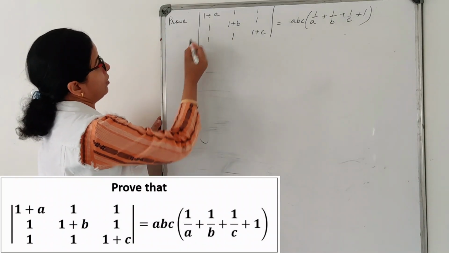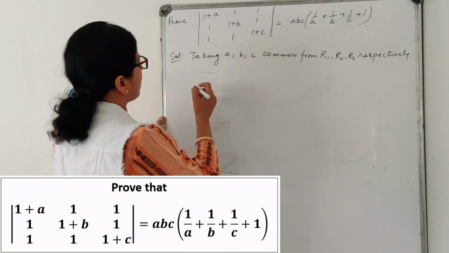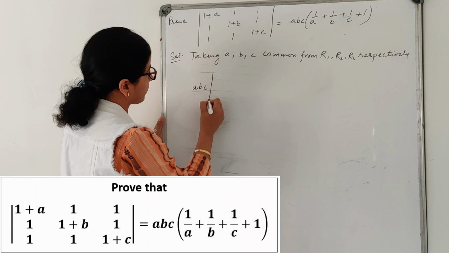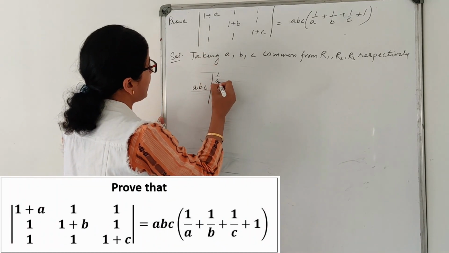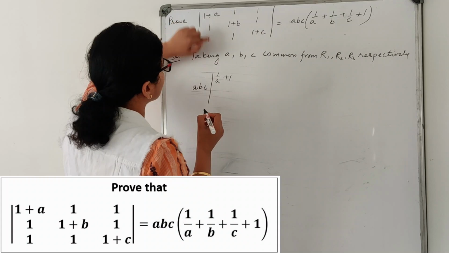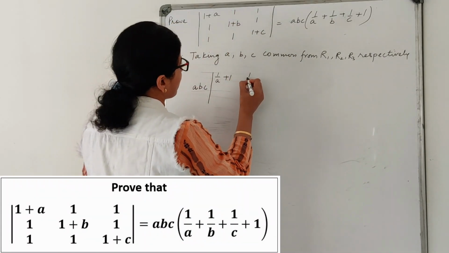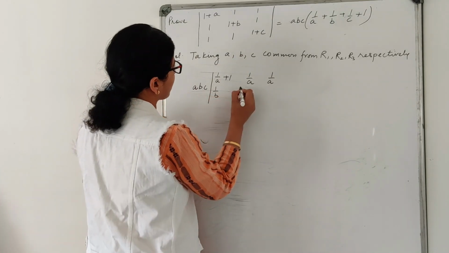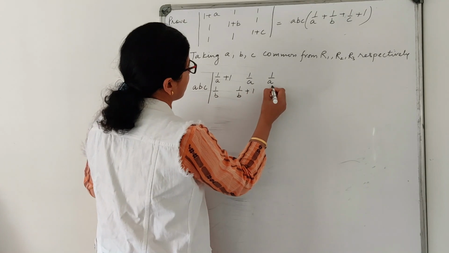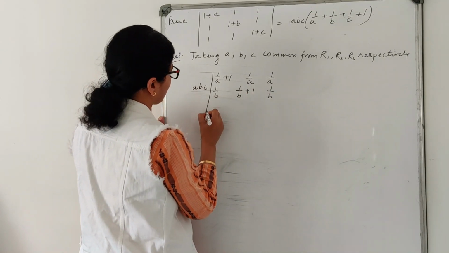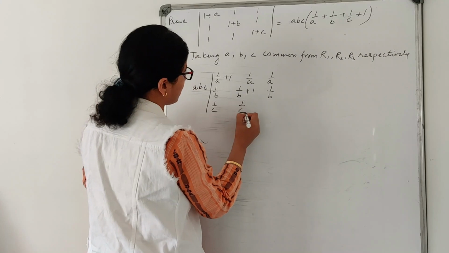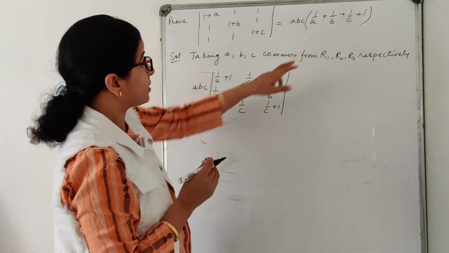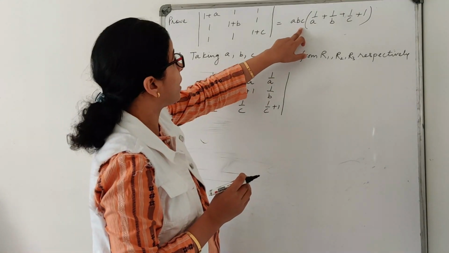So now let us take out common A, B, C. What will it become? 1 by A plus 1, because we don't have A over here. This will become 1 by A, 1 by A. Then 1 by B, 1 by B plus 1, 1 by B. Then 1 by C, 1 by C, 1 by C plus 1. Right? Now I have got ABC. Now I want this thing.